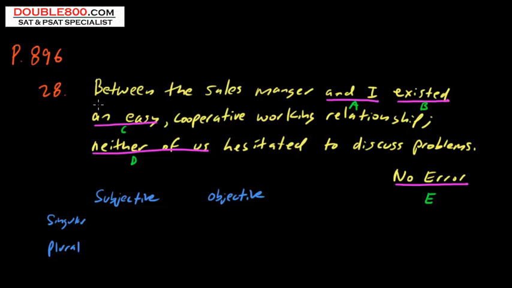In this lesson, we'll review a problem from the Identify the Error section. It's part of the Writing Multiple Choice. We're on page 896, question 28 out of 29. We know it's a difficult problem.